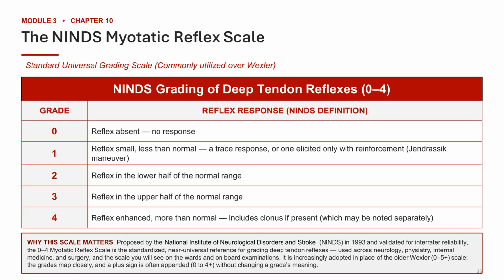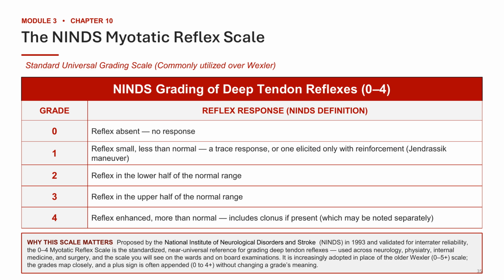Two points of practical guidance. First, notice that grades 2 and 3 are both normal. A 3 is not automatically pathological. It is simply the upper half of normal. What makes a 3 meaningful is context, asymmetry, or accompanying spasticity, and a Babinski sign.